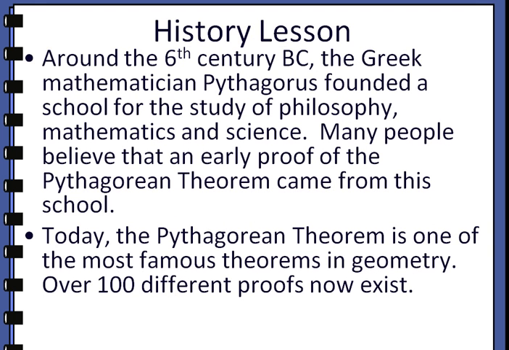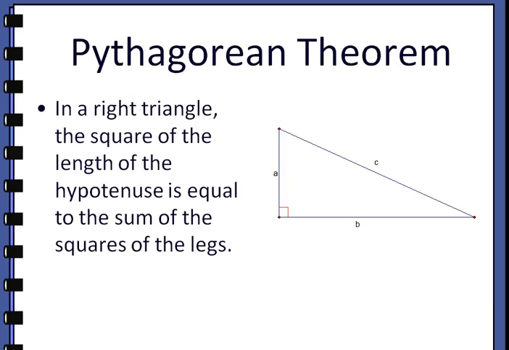Just a brief history lesson. Around 6th century BC, there was a very famous Greek mathematician named Pythagoras, and he founded a school where they studied philosophy, mathematics, and science. And many people believe that an early proof of the Pythagorean theorem came from this school. Today, the Pythagorean theorem is probably the most famous theorem in geometry, and I would say hundreds of proofs now exist, and we're going to talk about a couple of them.